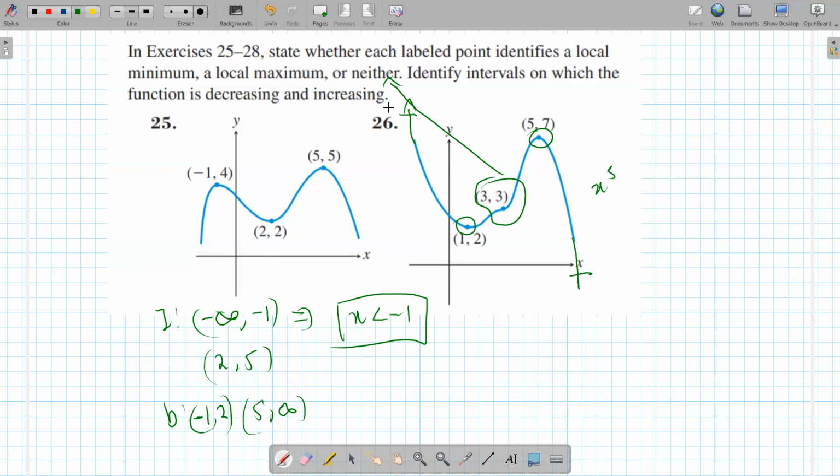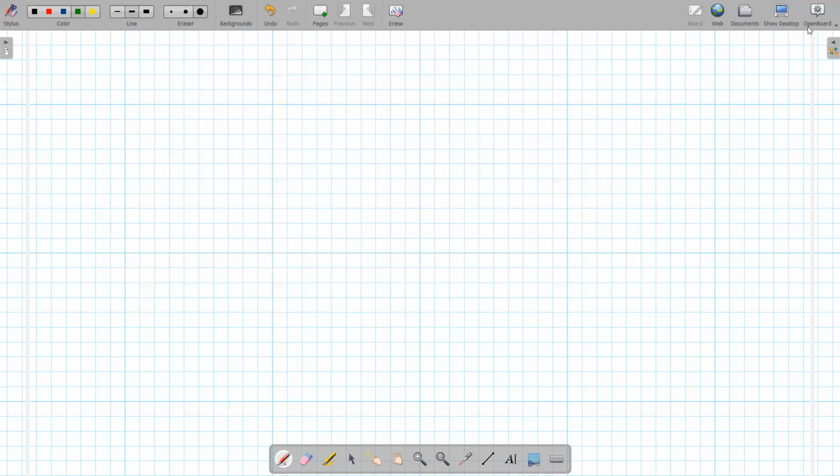And what's the notation for B? Like you put B, this is not B, this is D, decreasing. Oh, increasing, decreasing. Yeah, -1 to 5 to infinity. Right. I don't think we need to do 26, we just did it anyways. We don't need to.